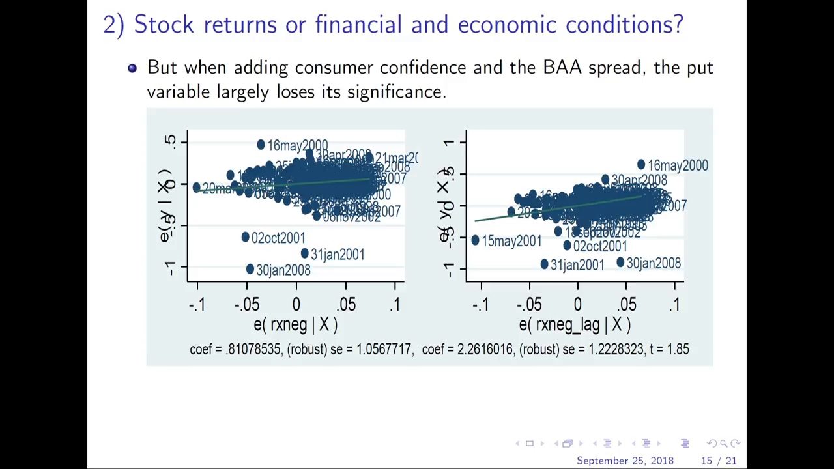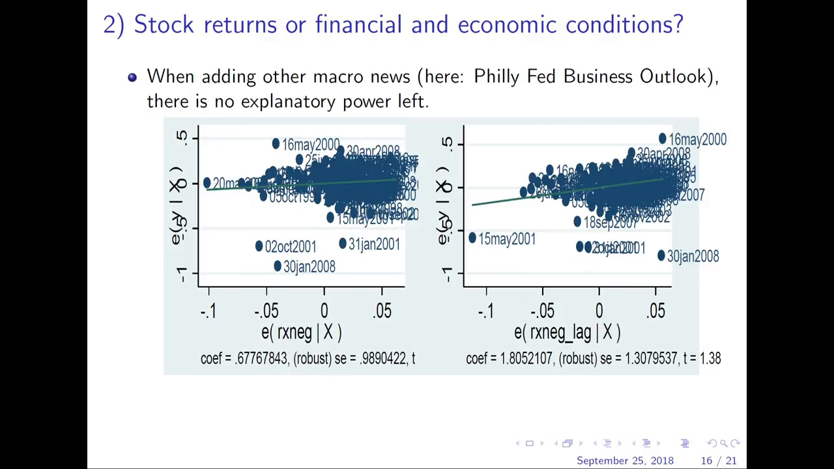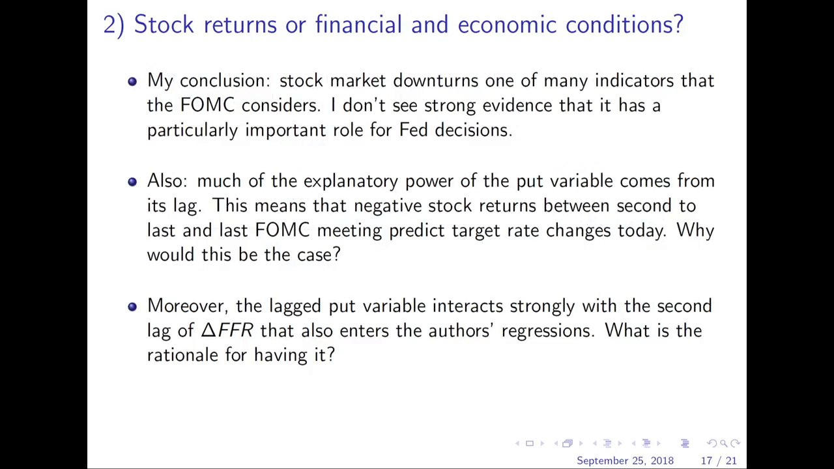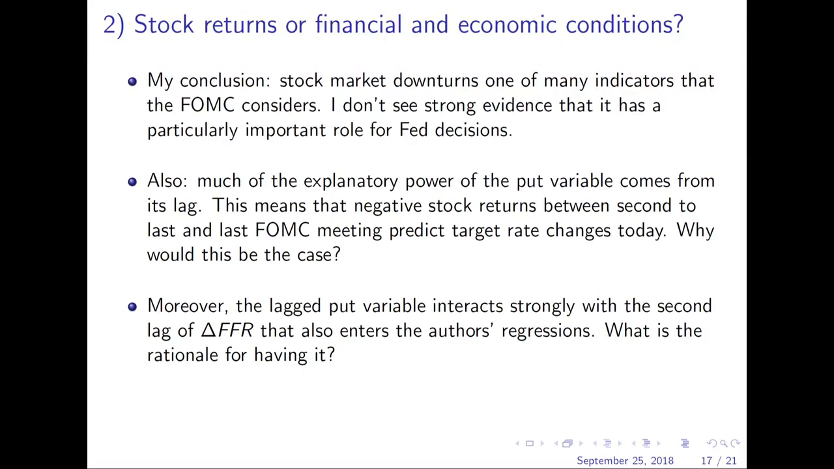It's slightly statistically significant at the 10% level for the lag, but it really becomes much weaker when you add other measures of financial economic conditions. For example, the Philly Fed business outlook, which also is a strong predictor of Fed funds rate news, there's essentially no explanatory power left. So this is just to basically say that I think stock market downturns are one of many indicators that the FOMC considers. I don't really see strong evidence here that the stock market has a particularly important role for Fed decisions.